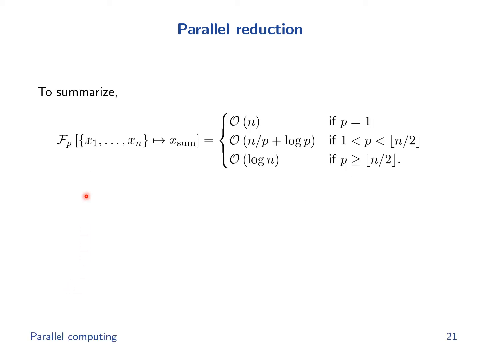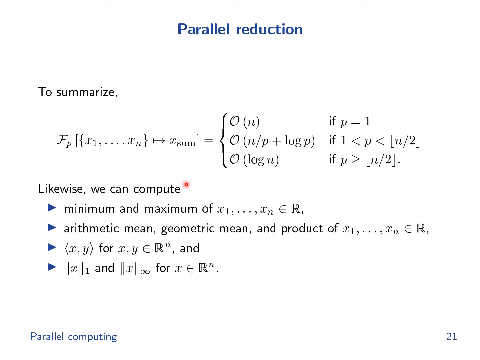So to summarize, to compute the sum of n numbers, which is a typical reduction calculation, it's O(n) if you only have one processor. If you have up to n over 2 processors, there's a serial part with n divided by p, which is evenly dividing the work, and then there's a binary divide and conquer part, which is log p. If p is greater than n over 2, then the cost is no longer dependent on p, it's log of n. Likewise, we have other reduction operations, and the same results also apply to these operations.